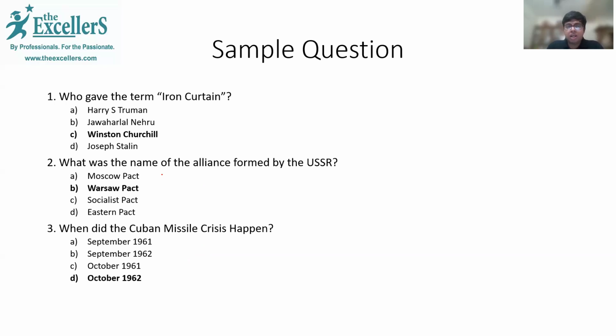Okay, so now it's time for the answers. The bold one is your answer. So the first answer is Winston Churchill. He gave the term Iron Curtain in a speech. Then the alliance formed by USSR is the Warsaw Pact. Warsaw is located in Poland. Okay, don't get confused that it's a city in USSR. No, it's a city in Poland. Then when did the Cuban Missile Crisis happen? October 1962.